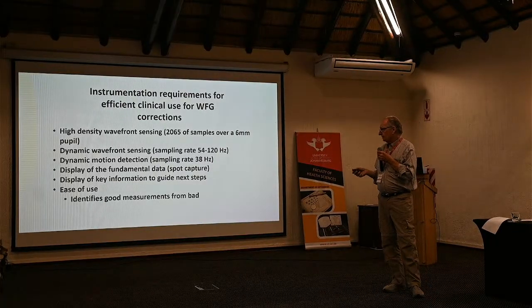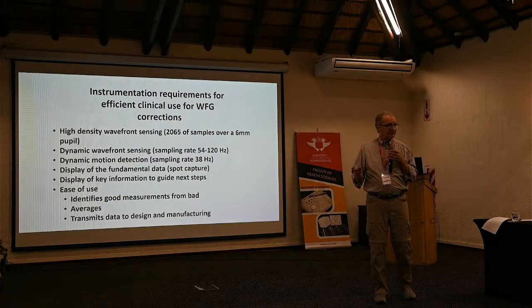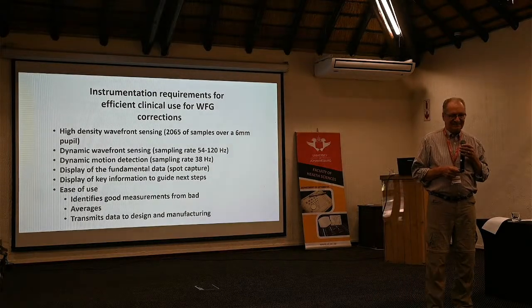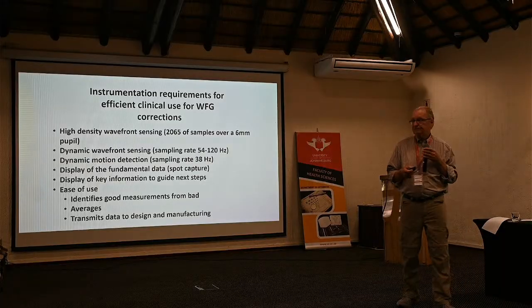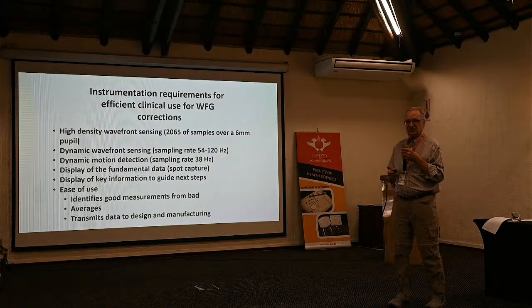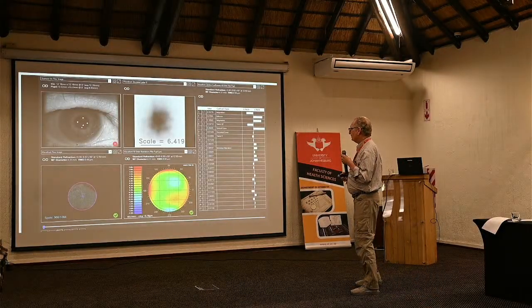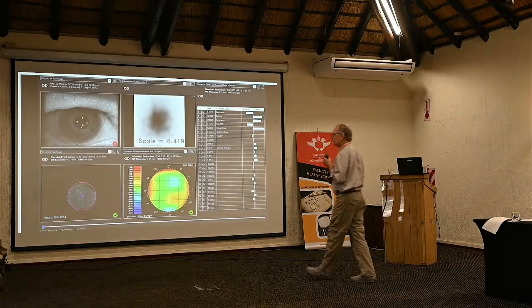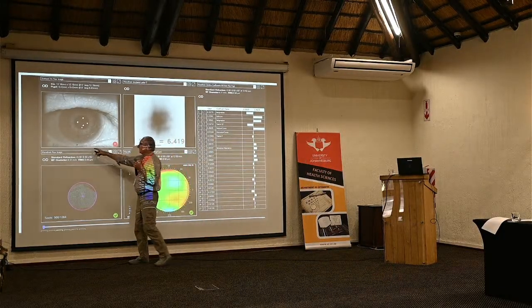Okay, so we need to also identify good measurements from bad and averages, as we discussed, and transmit the data automatically to the design people. Right? These are not simple designs. They're very custom to the individual. So you have to transmit all the information. It's not just a series. Okay, so this is an example of the screen of the type of information we get. You can see up here, you can actually see the scleral lesions on the eye. You can see the mark.